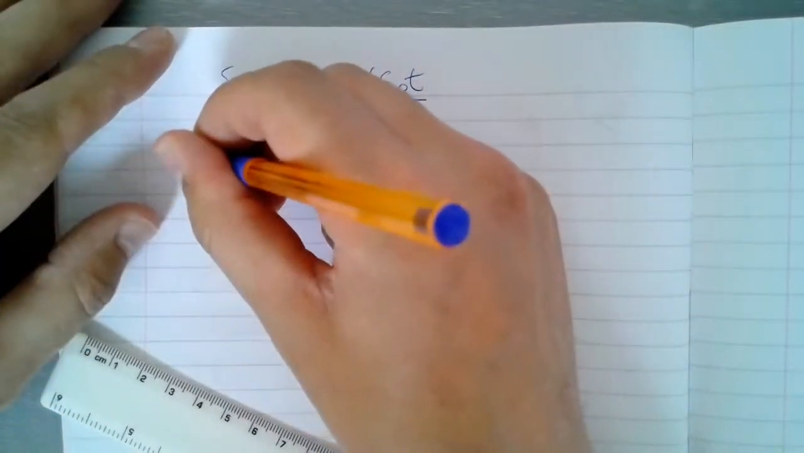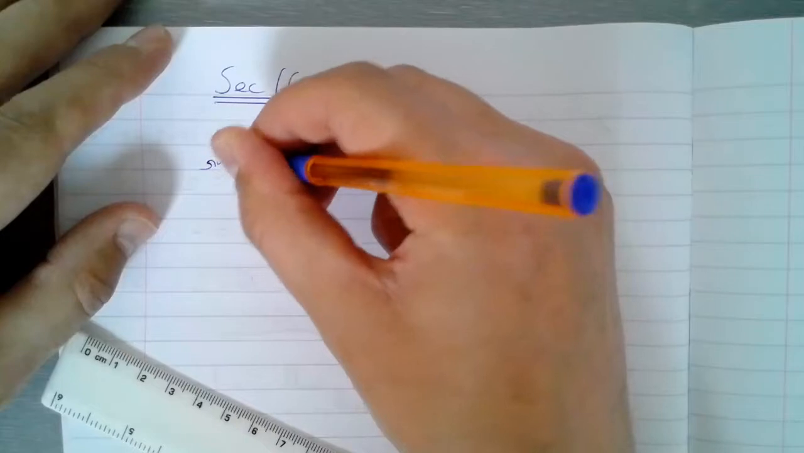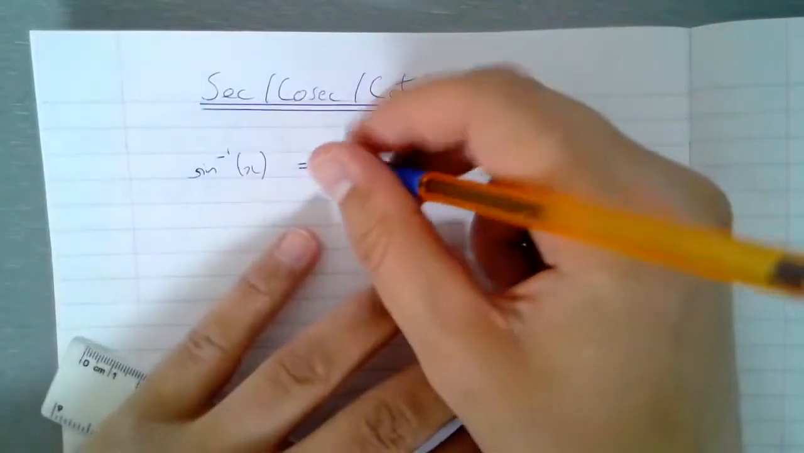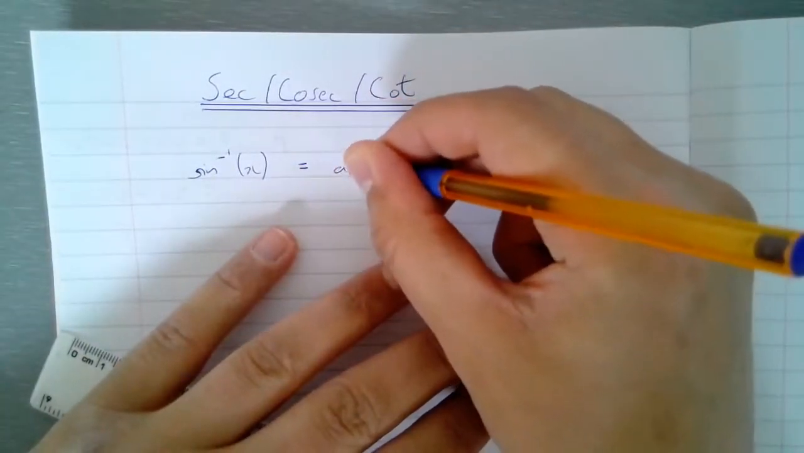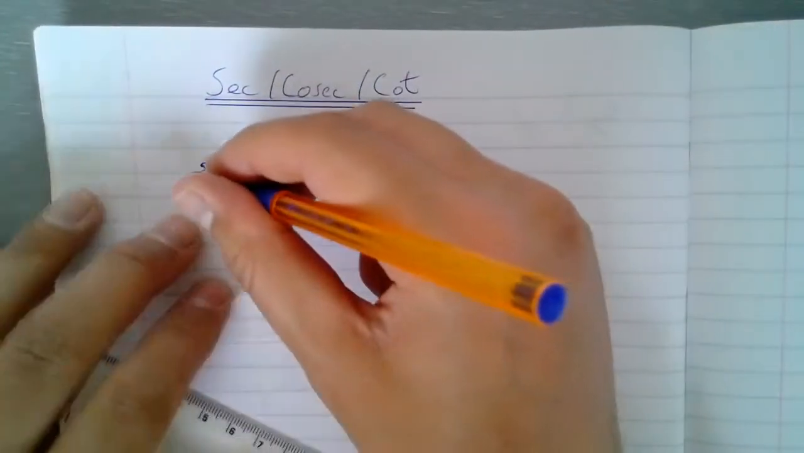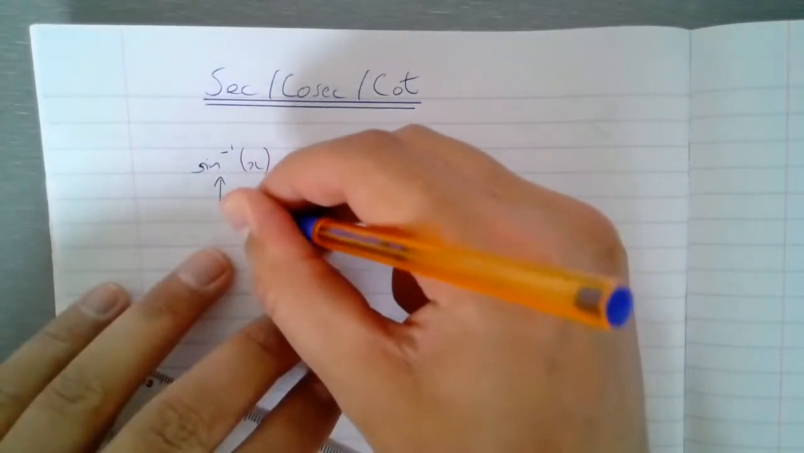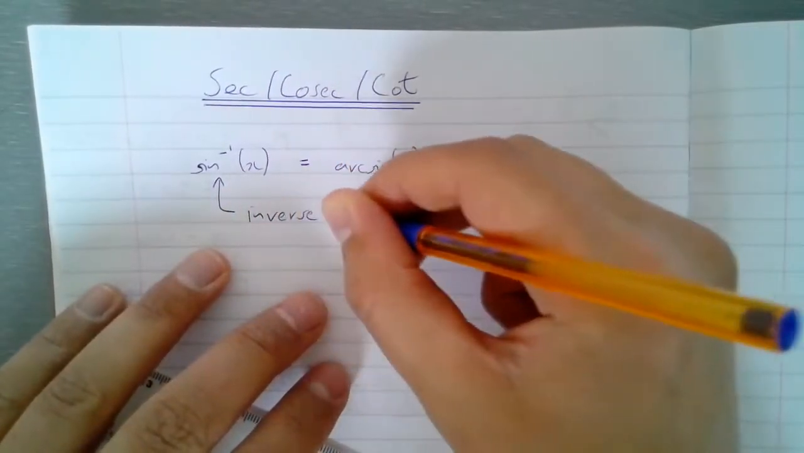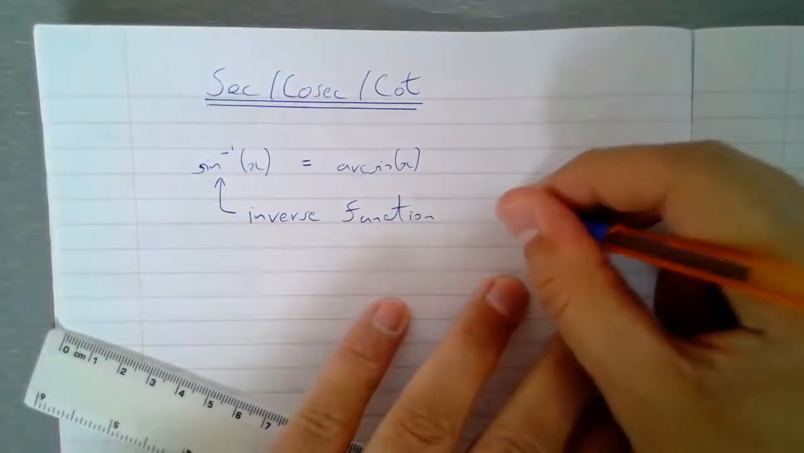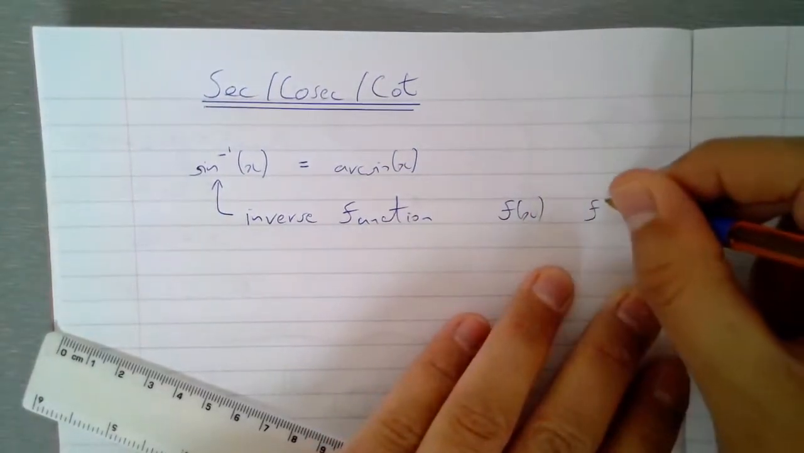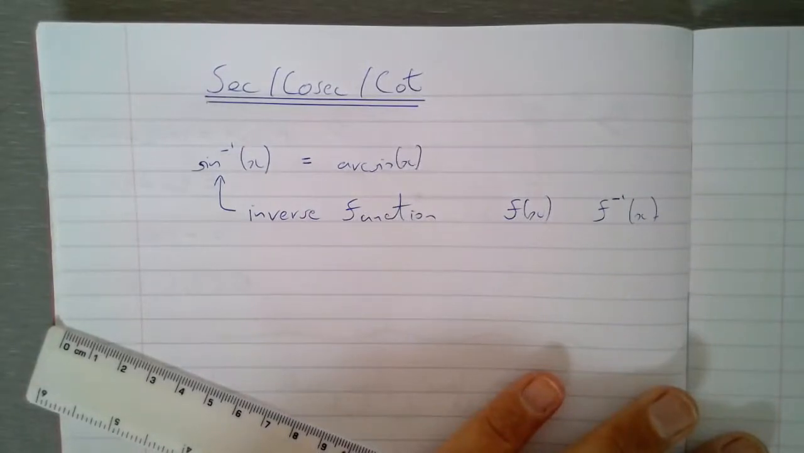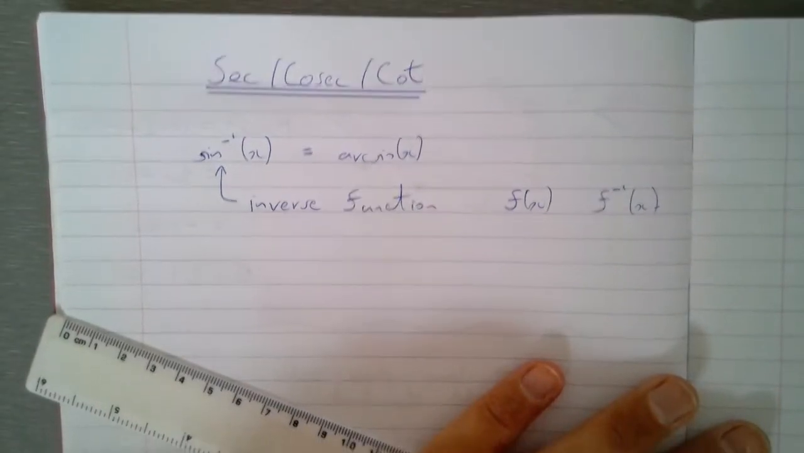So if I did something like sine minus 1 of x, that is equal to what some people have seen before as the arc sine of x. But most importantly, what we mean by this is that minus 1 means it's the inverse function of sine. And we have all seen how we write down inverse functions. Remember, if we have a function f of x, then its inverse is f minus 1 of x. So that's what we mean by inverse functions, especially with sine.